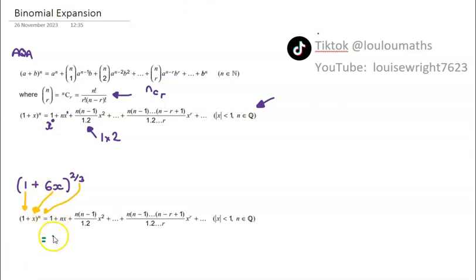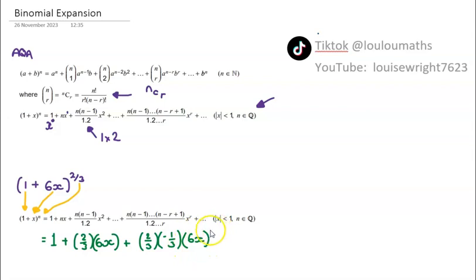So we're going to work our way along this formula, subbing in those values. They always start with 1 plus our n value, which is our power here, so that's 2/3, times our x term, which in this case is 6x, just be careful. And then we do our next term, which is n, which is still 2/3, times n minus 1, be careful, that's minus 1/3, as 2/3 minus 1 is minus 1/3, and we work our way along like that.